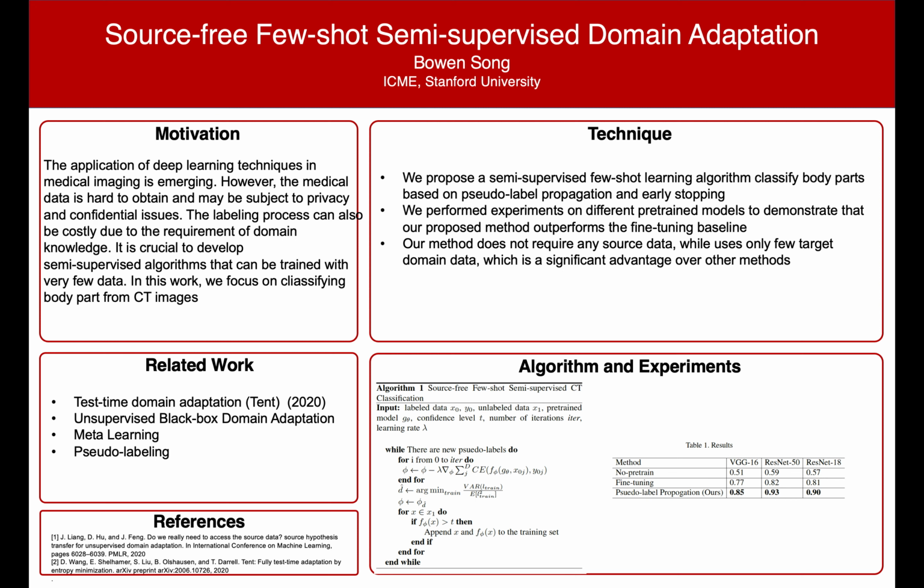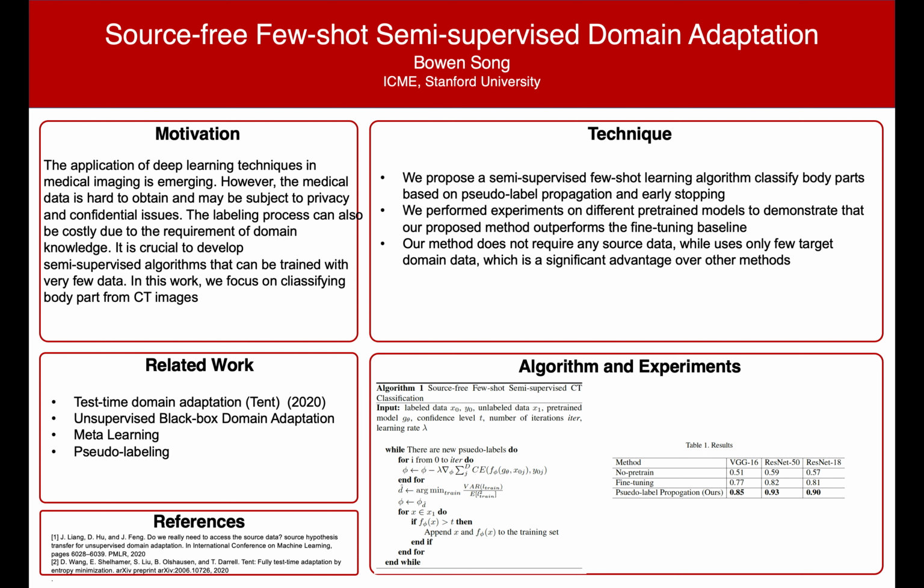Also, our method does not require any source data, which is a huge advantage of our algorithm because source data might be really hard to obtain. For a lot of pre-trained models, the source data might also be quite different from the target domain data and may cause some domain gap. So our algorithm does not require any source data, which means that we can train our model on the fly at test time.